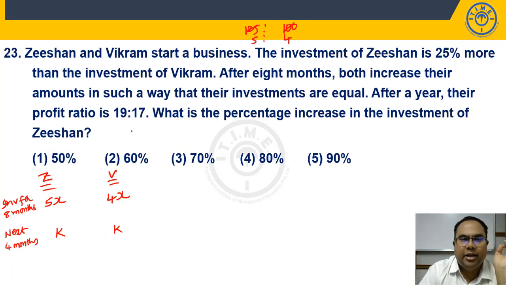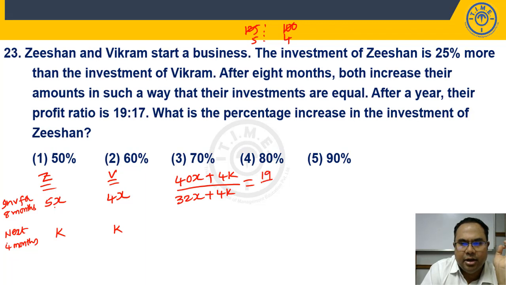Now after a year, the profit ratio is given. Now sir, how will I get the profit ratio? 5x for 8 months is 40x, plus K for 4 months, 4K. For Vikram, 4 into 8 is 32x, plus 4K. The ratio is 19 by 17. We will apply dividendo.